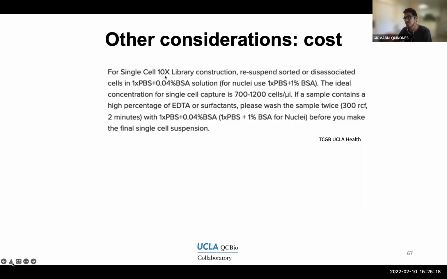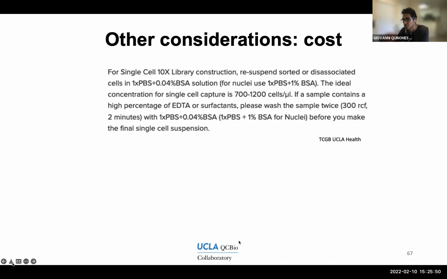For the case of the 10x library construction, you need resuspended, sorted, dissociated cells in a given PBS solution. And I think there is an ideal concentration for single cell capture, this many cells per microliter. And there are some other notes on the quality of your sample.